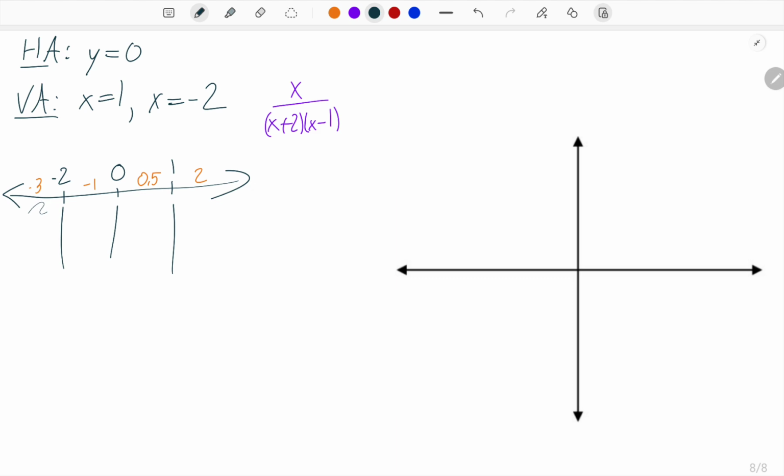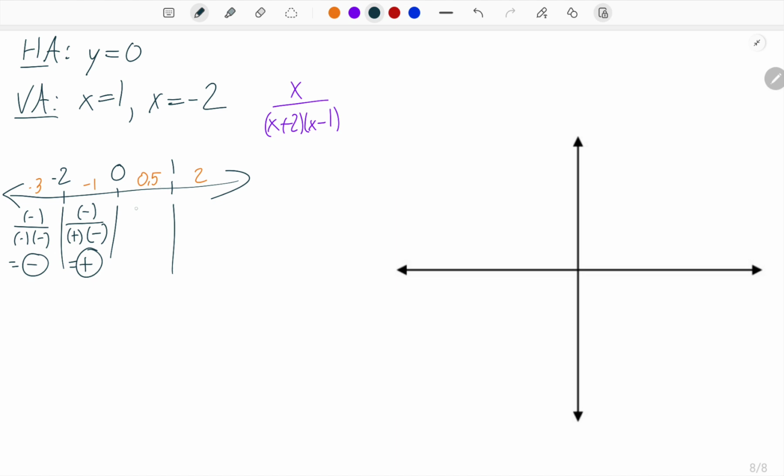So if I'm plugging in -3, we have a negative on top over, well, -3 plus 2 is negative, times -3 minus 1 is negative. 3 negatives together leaves the answer as negative. And I'll just continue doing that. So -1 means you have a negative on the top. -1 plus 2 is now positive. -1 minus 1 is negative still. So 2 negatives give you a positive answer. And we'll just keep going forward.